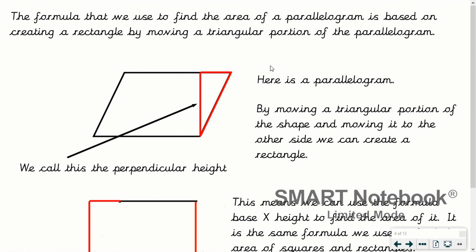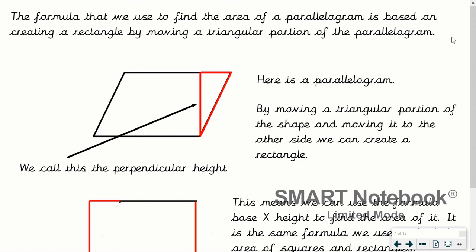Now, the formula we use to find the area of a parallelogram is based on creating a rectangle by moving a triangular portion. I've created my own portion of that parallelogram, and I'm going to move it to make a rectangle. So here is a parallelogram, and I've drawn over the lines to show you I've created a red triangle, which I'm going to move. This line I've created, because this isn't a line that exists, it's not one of the lines of a parallelogram, is called the perpendicular height. Because this is the parallel line, the perpendicular height goes at a 90-degree angle up to measure the height. It's the direct height, because this height's a bit slanted.